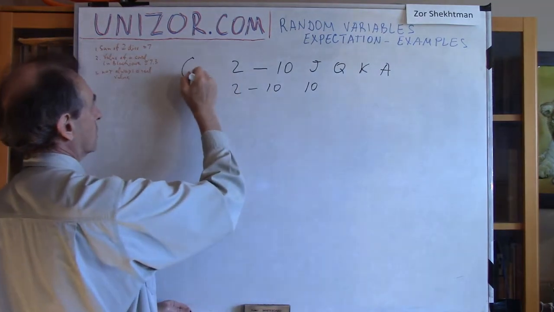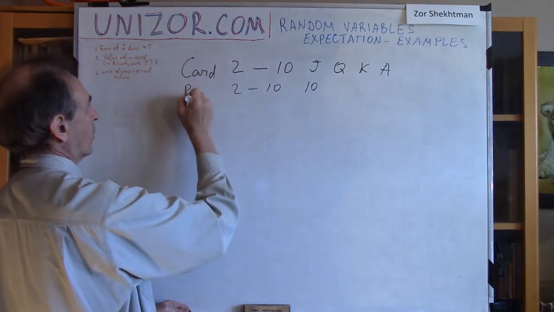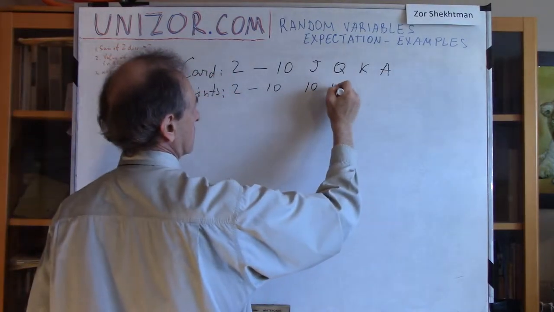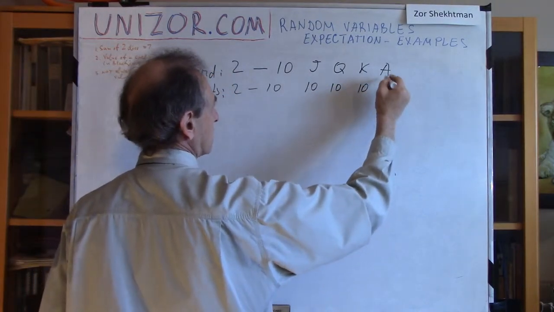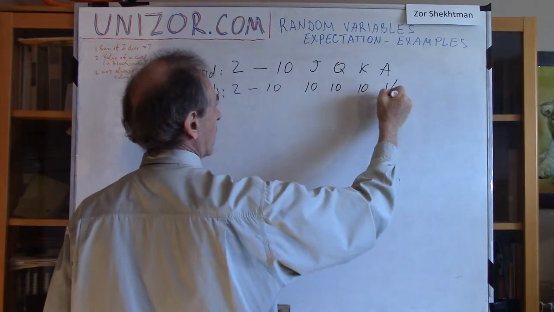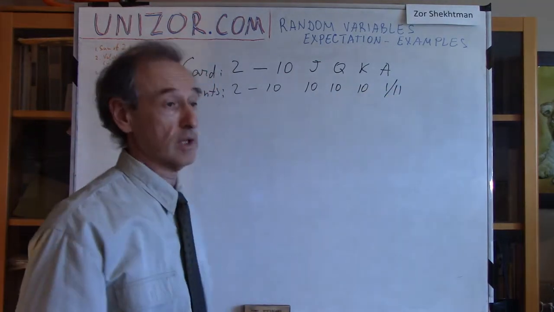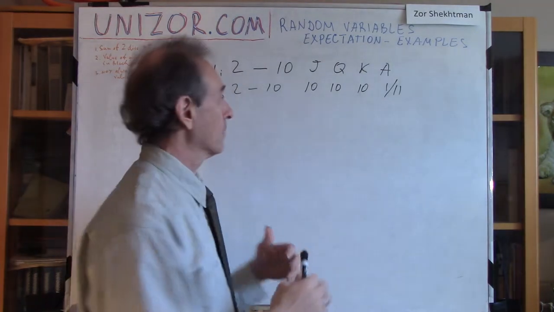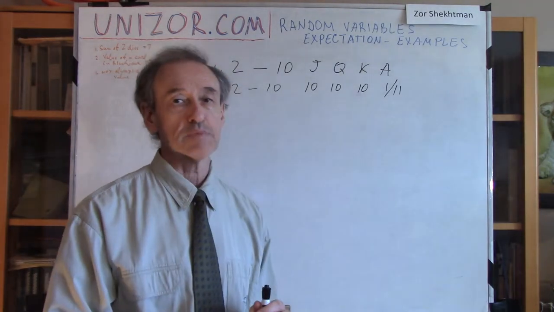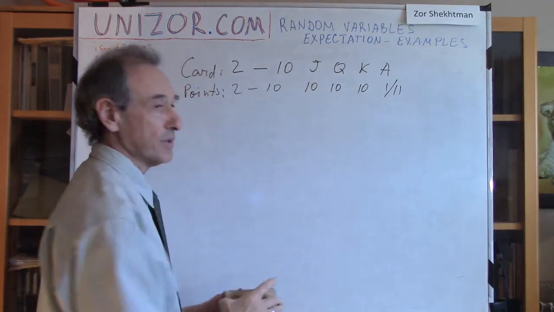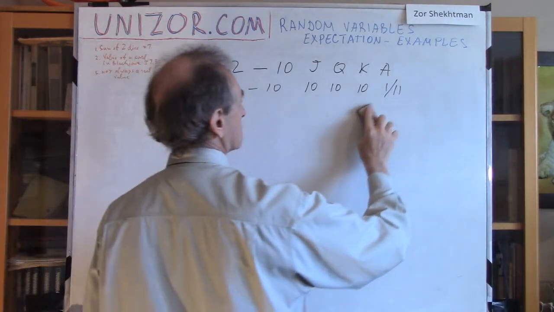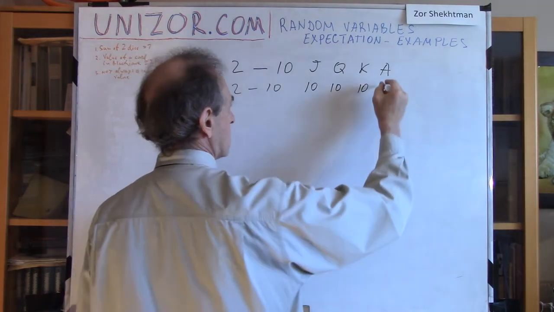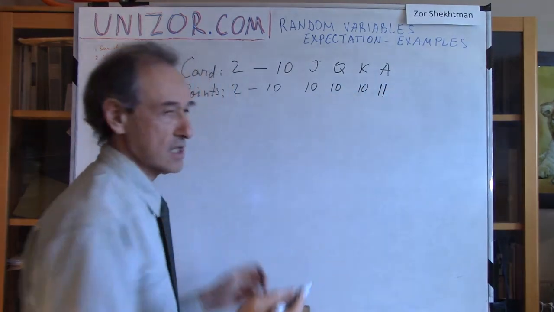So this is the card, this is the points. Each of these is 10, and an ace is actually either 1 or 11 depending on what you really want it to be. Now, in this particular example, I would like to simplify the rules a little bit. Just for this example, I consider that the value of ace is always 11. It's just easier to calculate.